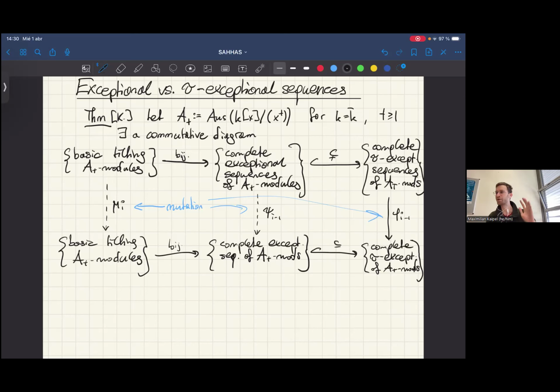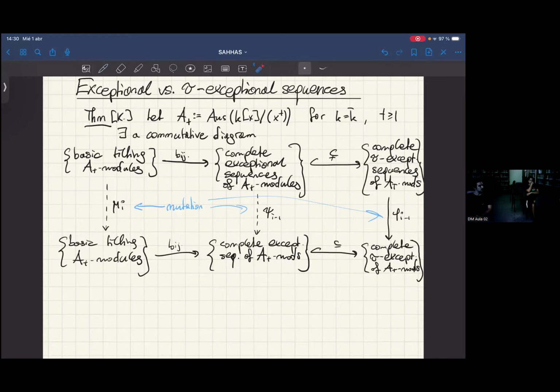Oh, yes. I hear Hipólito's voice from somewhere. Yeah, yeah. So the question, to go one step further from that, is that in general these mutations, I mean the mutations of basic tilting modules, would not correspond to the mutation of the complete exceptional sequences. So it's not like a sequence of mutations, it's just one mutation always. Yeah, right. So this is just about one step mutation. Okay. Yeah. All right.